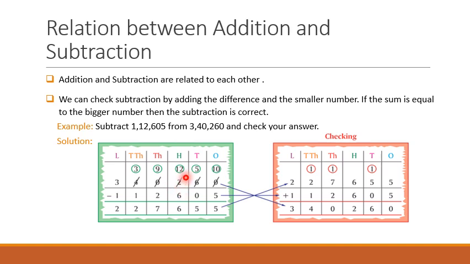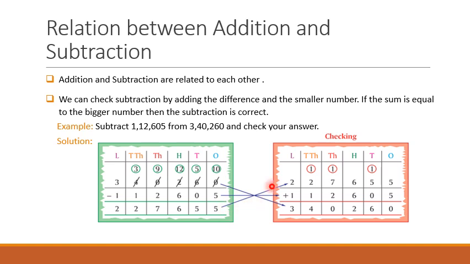So now in this way what we will get, 12 minus 6 will give me 6. Now 9 minus 2, 7. 3 minus 1 gives me 2. Again 3 minus 1 gives me 2. So the difference, or the answer, is 2,27,655. Now to check my answer, what do I have to do? I have to add this difference and the smaller number, or I can say the number which I have subtracted.